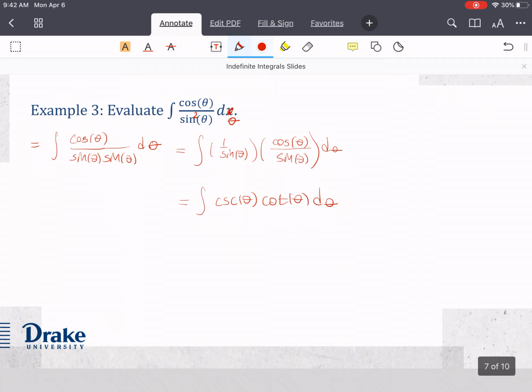You'll notice the antiderivative for cosecant theta times cotangent theta is basically negative cosecant theta. You can verify that by looking at the indefinite integral table, and then all you do is add C at the end, and this will give you the result of that integral.